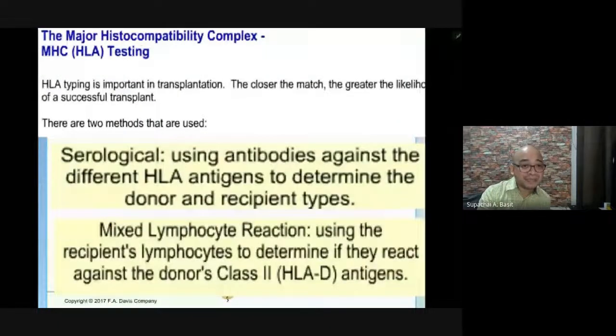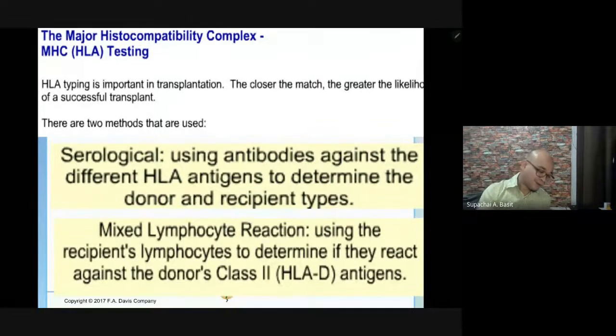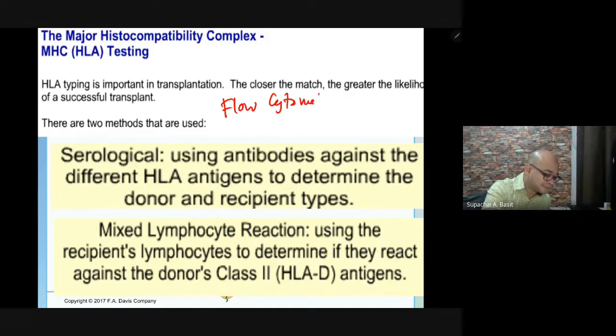HLA typing is important in transplantation, and it can be determined using serological tests, meaning we use antibodies against different HLA antigens to determine the donor and recipient types. We can also culture the cells and look for mixed lymphocyte reactions, particularly for HLA-DR. And there's a third method, by means of flow cytometry.